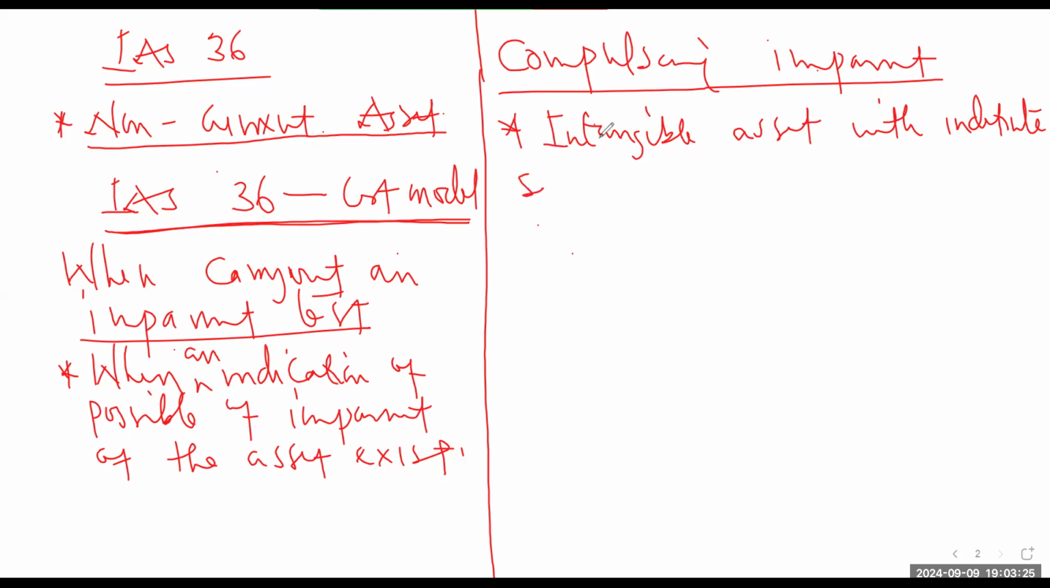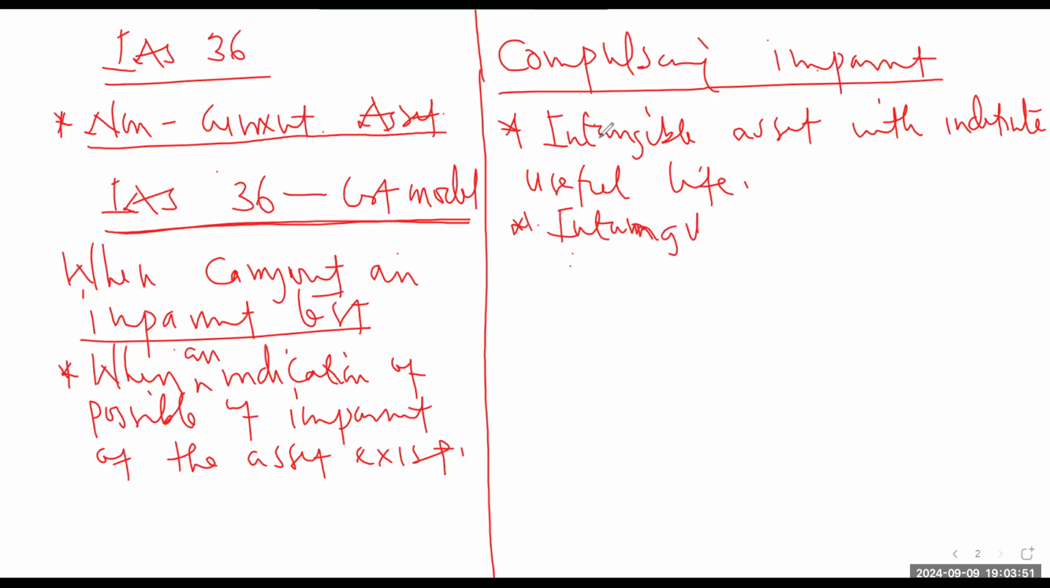Indefinite useful life. For certain intangible assets, they will say we are going to be using them into the foreseeable future. So for those assets, at the end of every year, you have to carry out impairment tests on them. It's compulsory. We also have the intangible assets that are not yet ready for use.